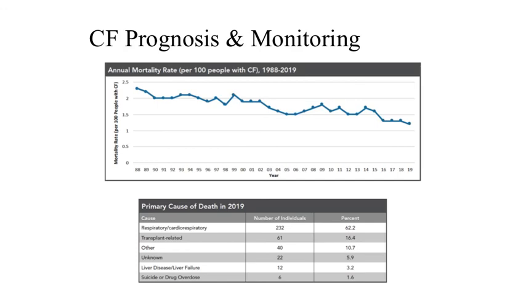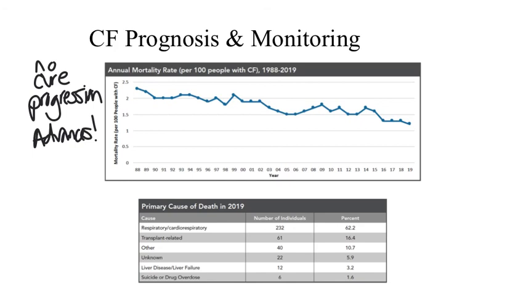Although unfortunately there is no cure for cystic fibrosis and the disease does progress with time, there have been significant advances made in patient prognosis due to the presence of some additional therapeutics. As you can see in the graphic at the top, the annual mortality rate per 100 people with cystic fibrosis has continued to decline since 1988 and has gone from upwards of 2.5 people per 100 down to closer to 1 person per 100, which is significant progress.